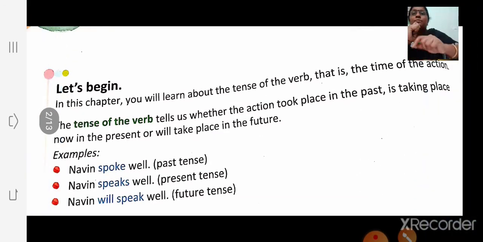So, in this chapter, we are going to learn about the tense of the verb, that is, the time of the action. The tense of the verb tells us whether the action took place in the past, is taking place now in the present, or will take place in the future. So that is called tense. So what is a tense? Tense is the time of an action.